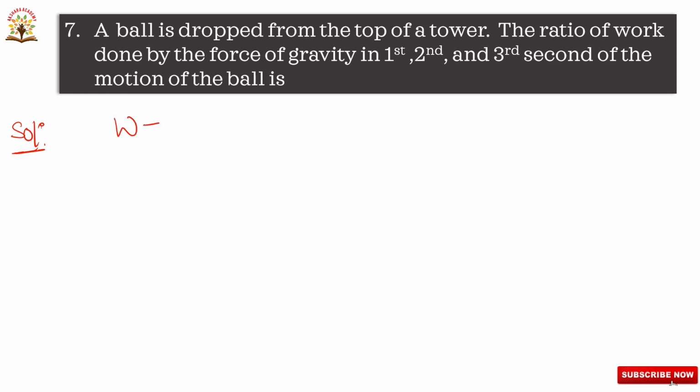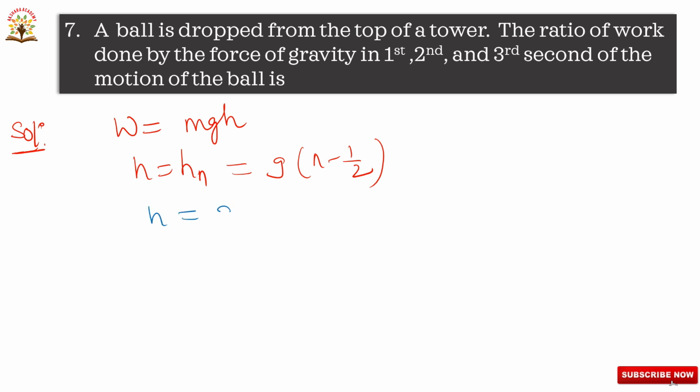Given work done is mgh. H is equal to hₙ, so that is equal to g(n - 1/2). So h is equal to g, taking the LCM, (2n - 1)/2.